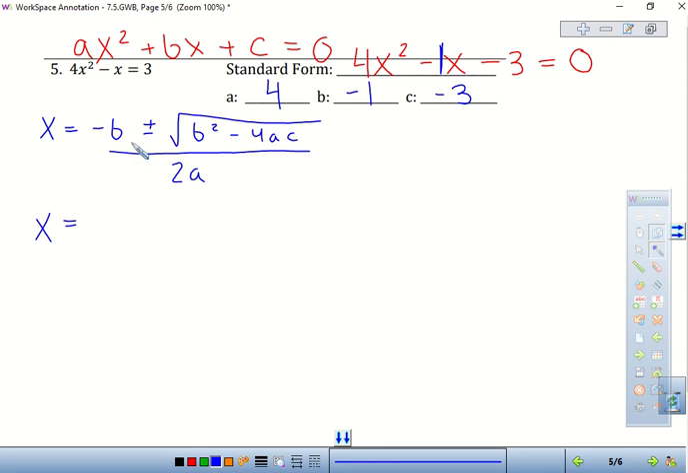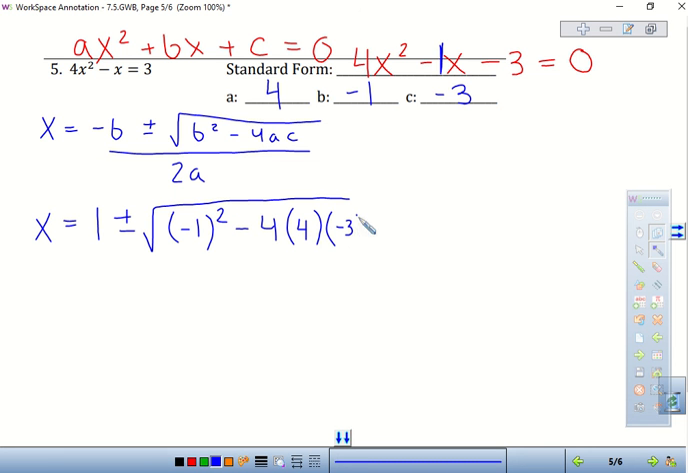What's the sign of it? So what's going to happen to the b when I plug it in? Good. It's going to flip signs all the time. So if my b was negative, it's now going to be positive. So I have positive 1 plus or minus square root of b squared, put it in parentheses, okay? Minus 4 times a times c all over 2 times a.